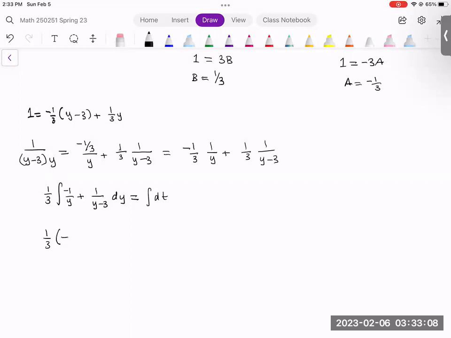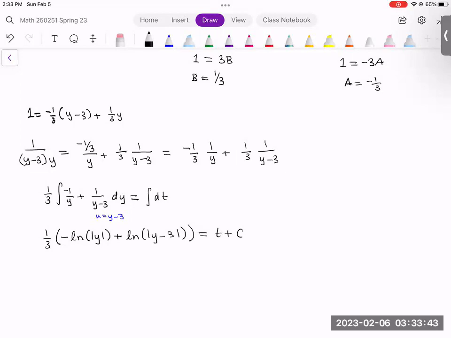All right. So both of the integrals on the left-hand side give us natural logs. So the first one we can do directly. This is negative the natural log of the absolute value of y. The second one, we do a tiny little u sub, if u equals y minus 3. And that gives us natural log of the absolute value of y minus 3. And the right-hand side here, we have the integral dt, which gives us just t plus c.